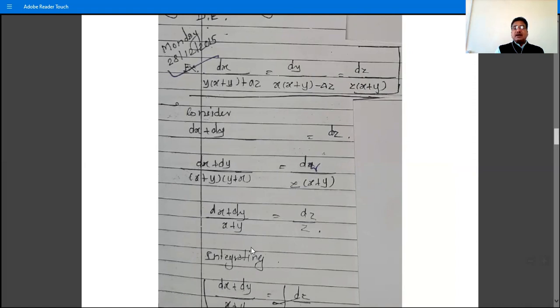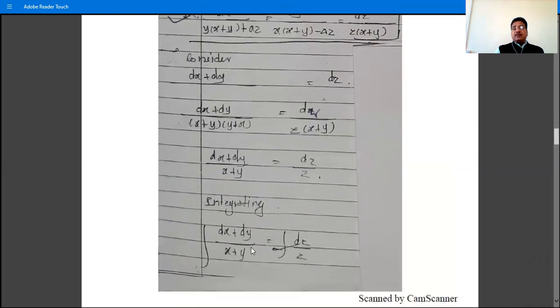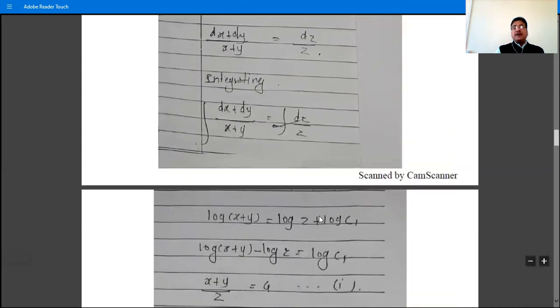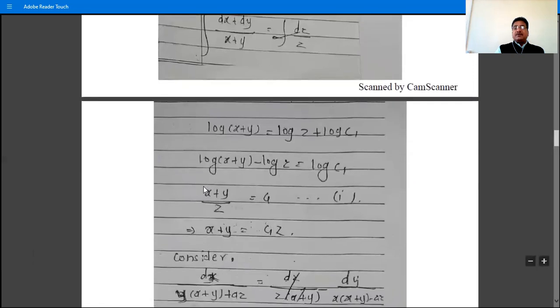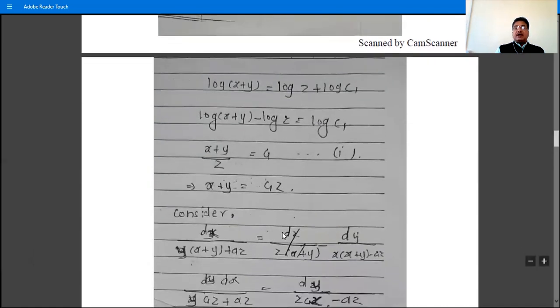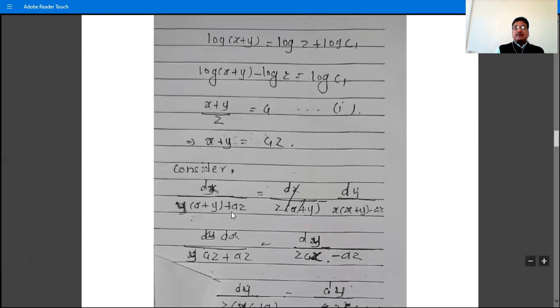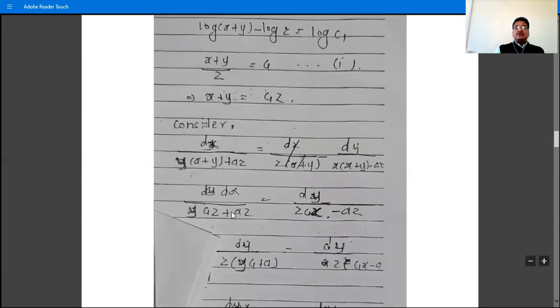So we have this, and after integration, we have log x plus y is equal to log z plus log c1. Then log x plus y minus log z is log a by b by the rule, so x plus y divided by z, and cancelling log on both sides, c1. And so x plus y is equal to c1 z, or x plus y by z is equal to c1. It is the first solution of the given differential equation. Then the next one is what?